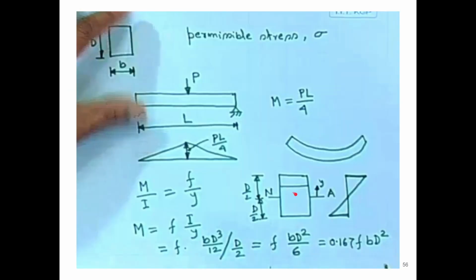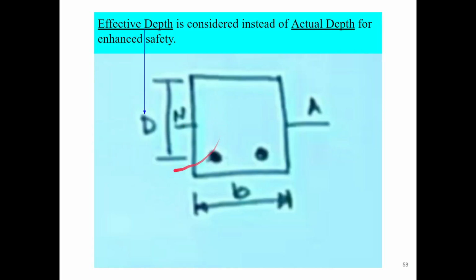So the other thing is that ideally this is the depth, this is the width. But in reinforced concrete design, we generally don't take the depth from the top to the bottom. We take the depth from the compression side, the top of the compression side, till the midpoint of the tensile reinforcements. So that is the depth, and this depth is known as the effective depth, not the actual depth.